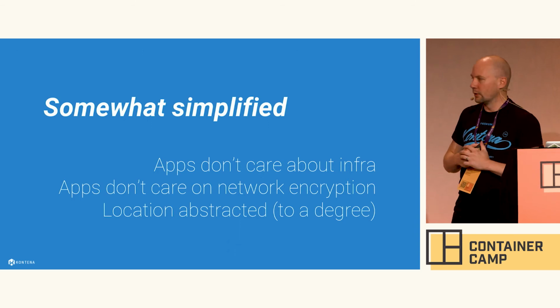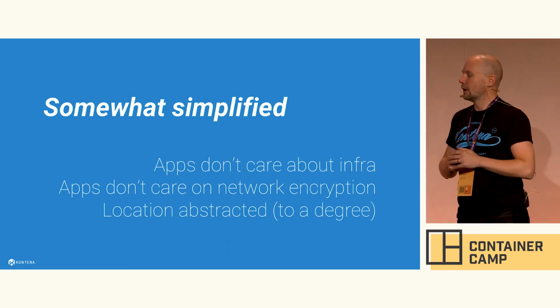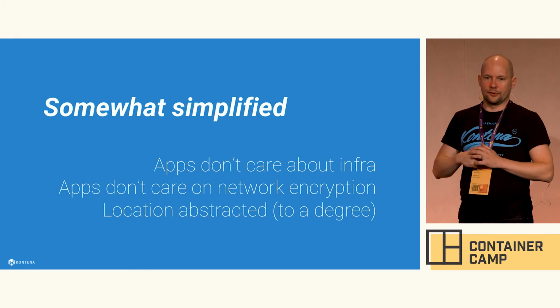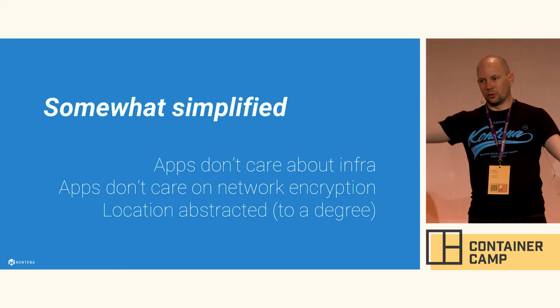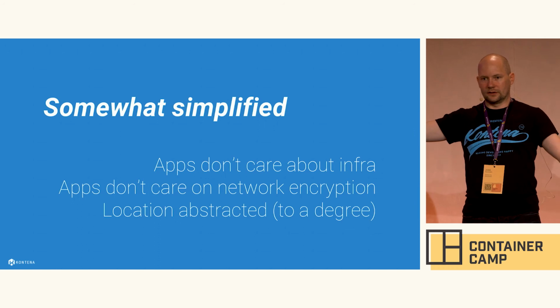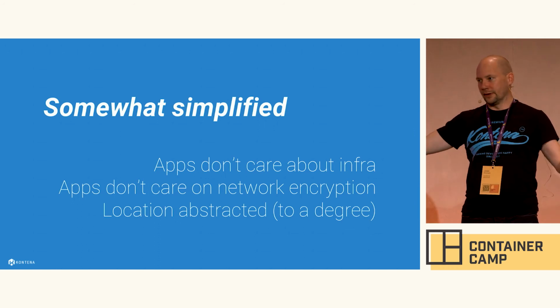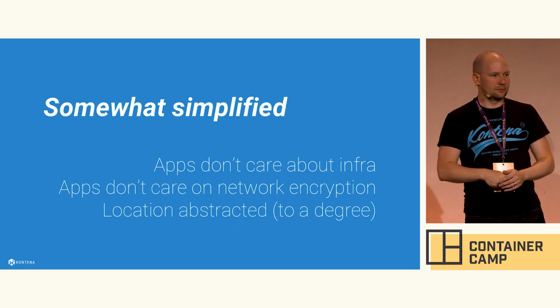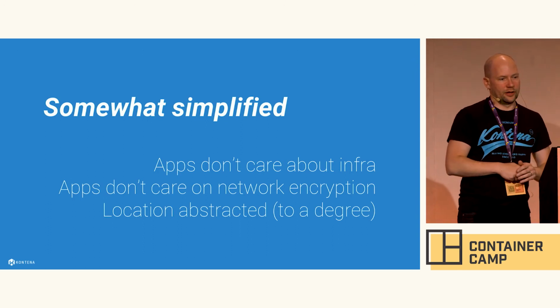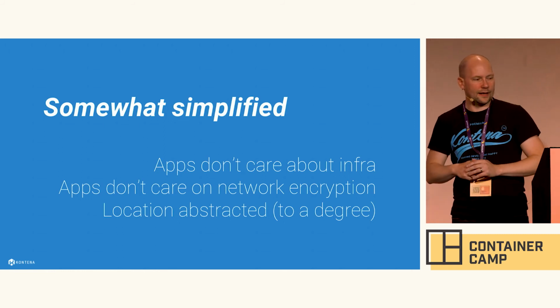And then the location is really abstracted to a degree. I mean, you still have to figure out the latency issues, for example, because when you hop from Amazon to Google, there's going to be latency, of course. And when things are encrypted, there's going to be a penalty. So it's not going to be super fast. The connection is still decent, but it's not super fast.